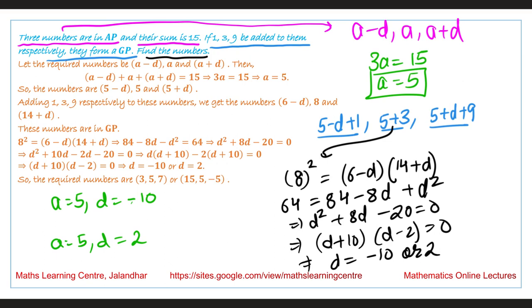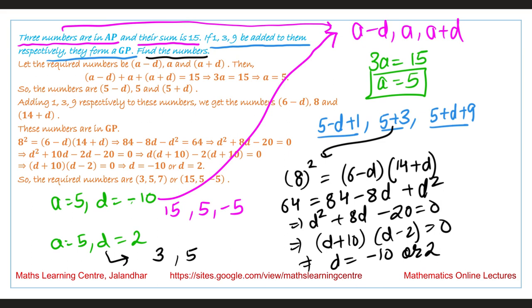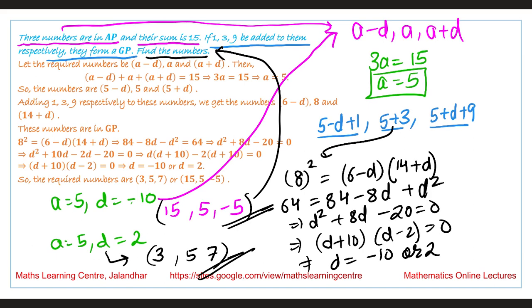If we substitute the values in this formula, we have 5, then 15, and then minus 5. And if we use the other result, the first term is 5 and the value of d is 2, so it is 3, 5 and 7. So these are the required numbers, either this set of numbers or that set of numbers.